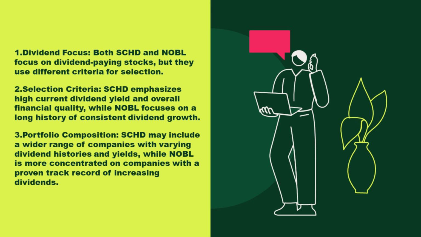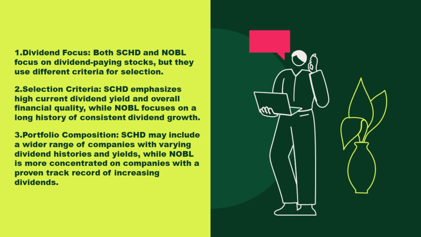The selection criteria for NOBL are based primarily on the longevity and consistency of dividend growth, rather than current dividend yield or other financial metrics. In essence, SCHD's selection criteria focus on high current dividend yield and overall financial quality, while NOBL's criteria are centered around a long history of consistent dividend growth.